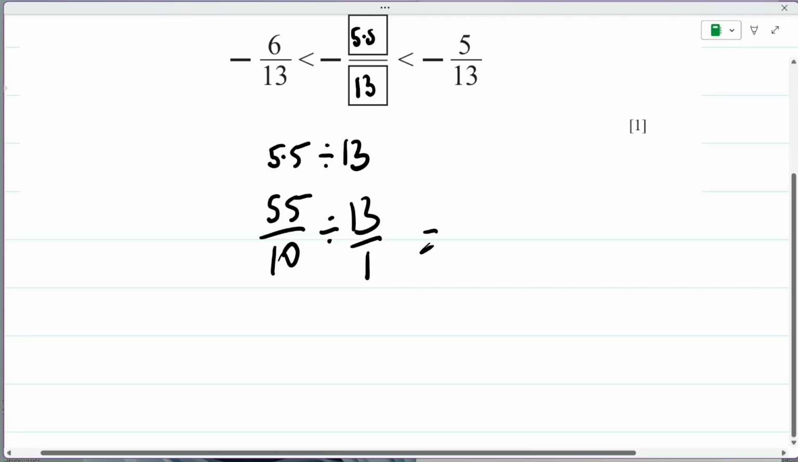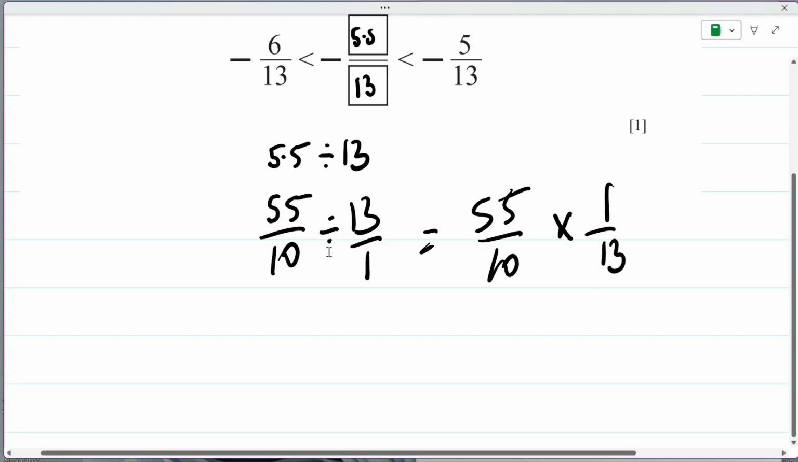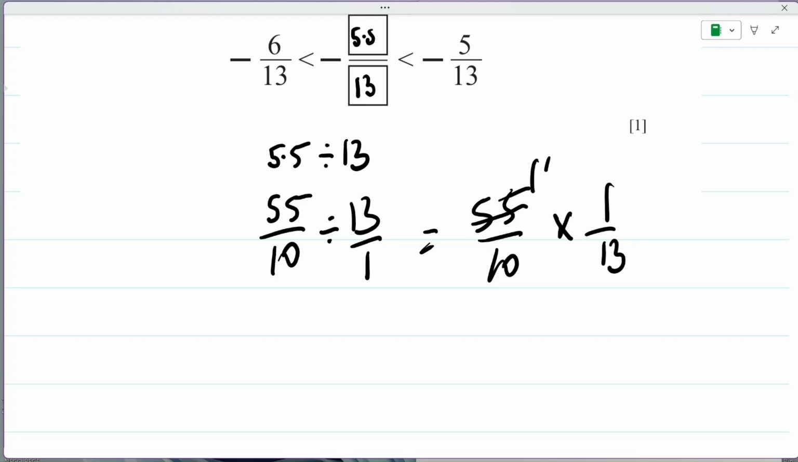You can have this as 55 over 10 times 1 over 13. You change from division to multiplication, then flip the fraction behind. The 13 now comes to the post of the denominator, while the 1 goes to the post of the numerator. The 1 goes up, the 13 comes down. Now we can say 5 can go in both 55 and 10. 5 in 55 is 11. 5 in 10 is 2.